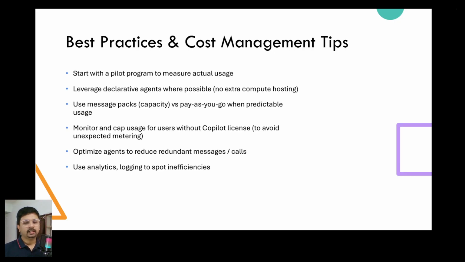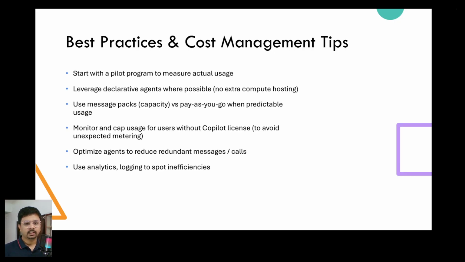Second is to use a declarative agent wherever possible. There is no extra cost for compute hosting because declarative agents are specifically built as Q&A agents. For an advanced version, you can use it in terms of integrations. Third point is to use message packs versus the pay as you go model whenever usage is predictable. When you have a number below 25,000, always go with message packs.